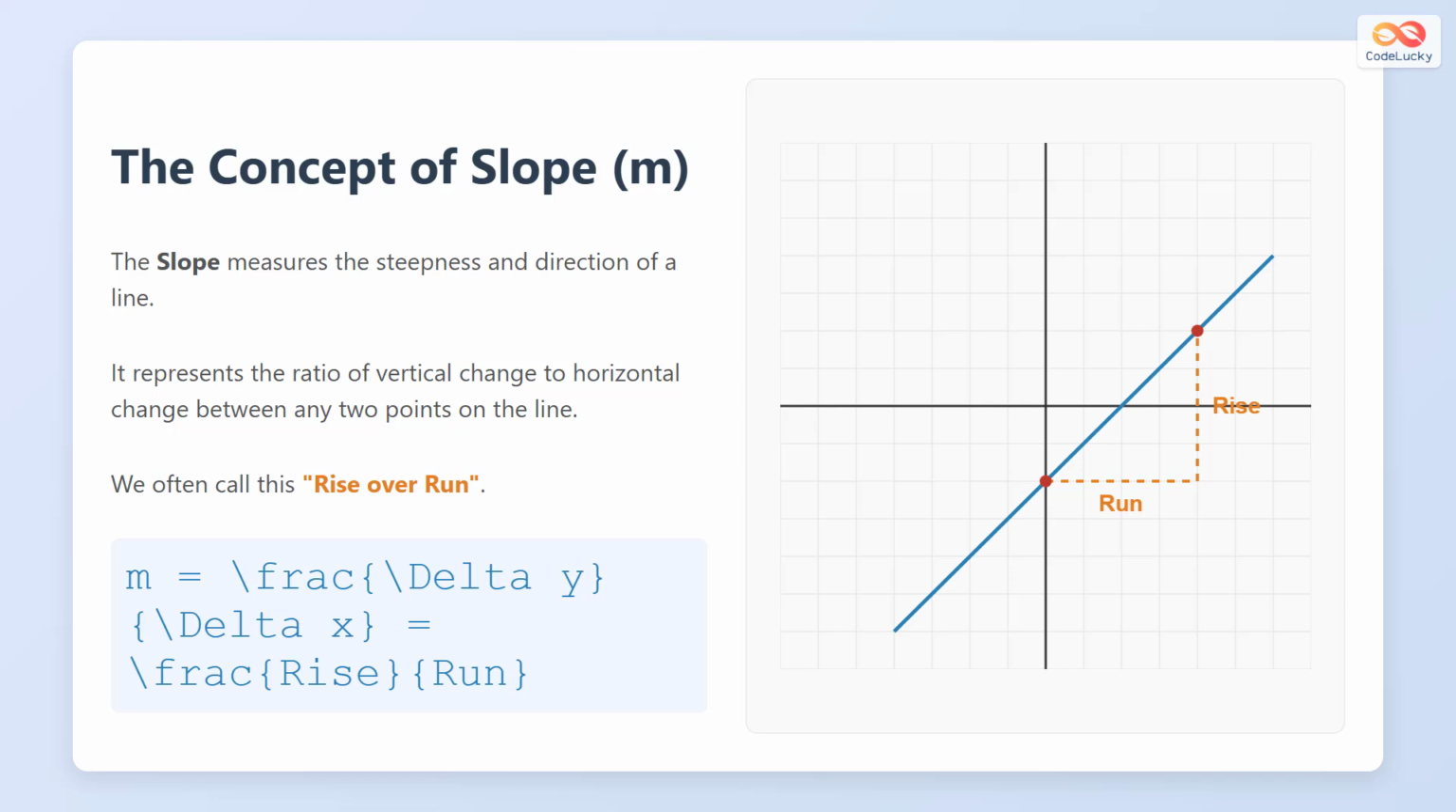First, let's talk about the slope. Represented by the letter m, the slope tells us how steep a line is and which direction it is going. You will often hear this described as rise over run. It is a simple ratio, how much the line goes up or down, divided by how much it goes to the right.